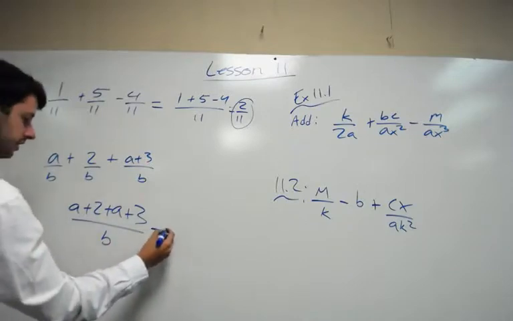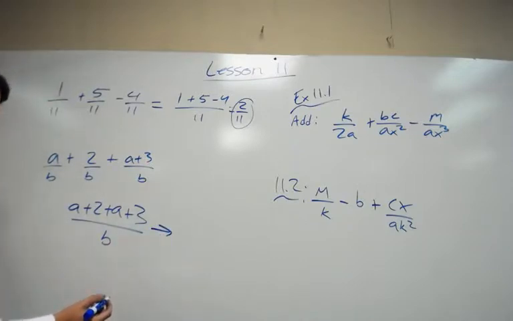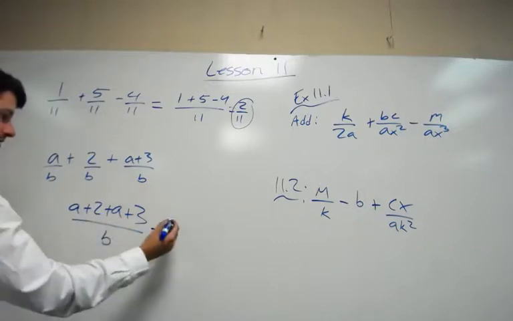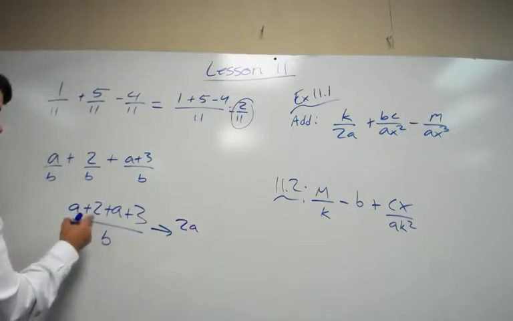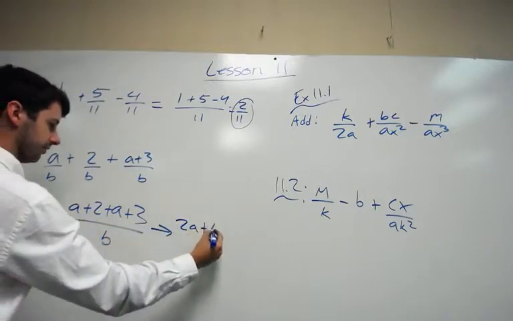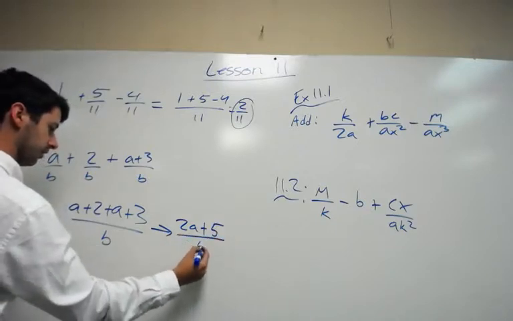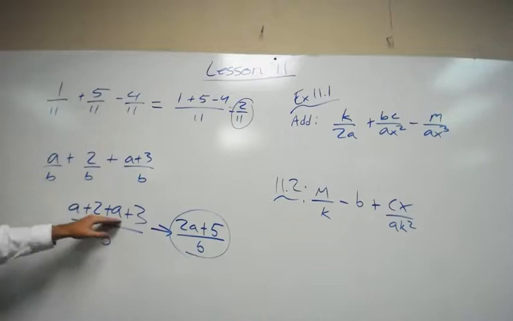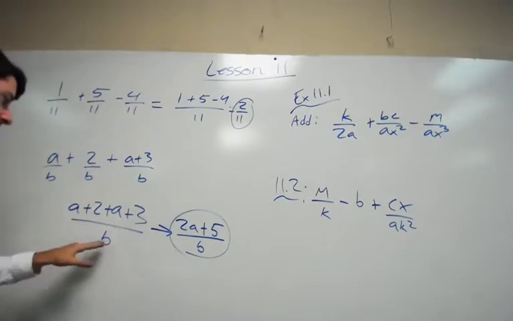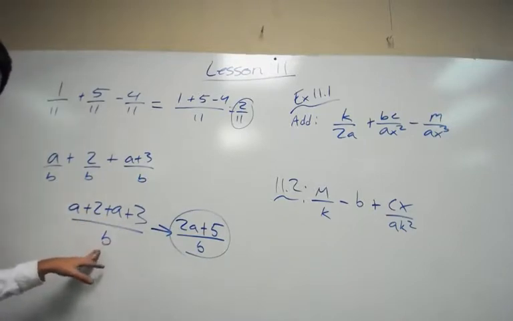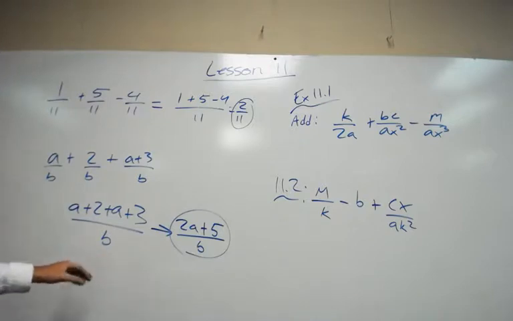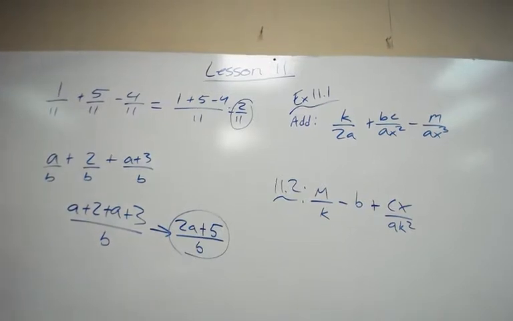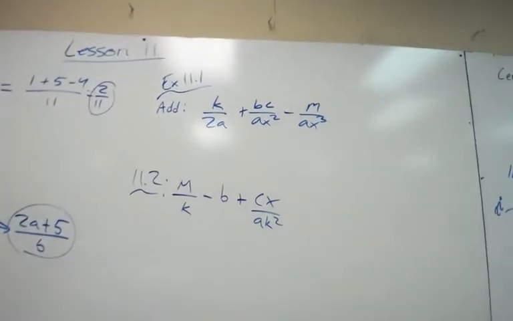So your answer here, simplified, is a plus a is 2a, 2 plus 3 is 5, all over b would be your answer. But the only reason you're able to solve is because it has the same denominator. So that's what we're going to work on in this first concept here with addition of fractions.